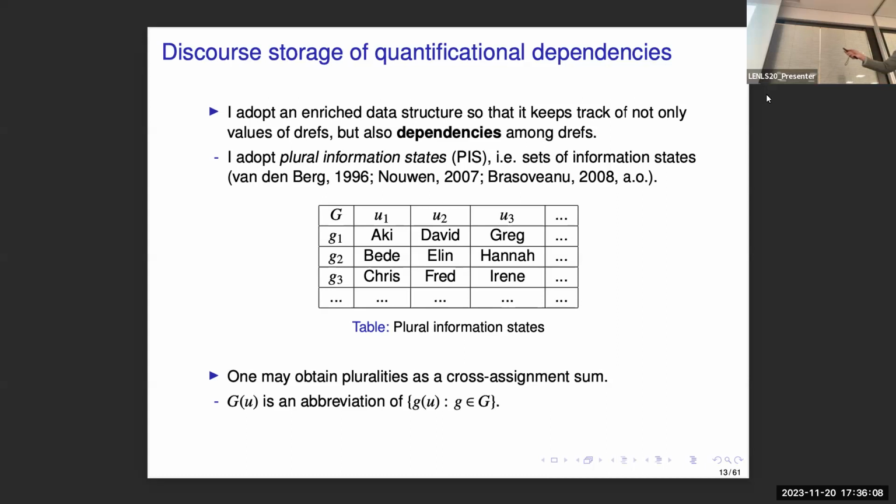And the objective is that now you can see the correspondence between these people in this column, and these people in this column, and these people in this column. And you can obtain the plurality of Greg, Hannah, and Irene by summing up the values of U3 spread across G. And this is an abbreviation for that.